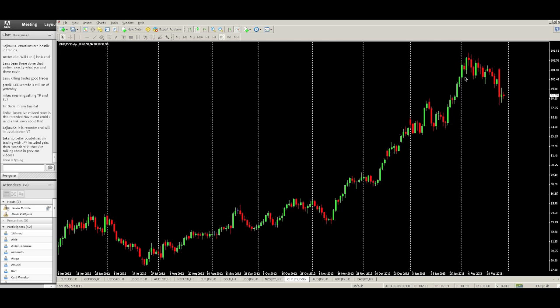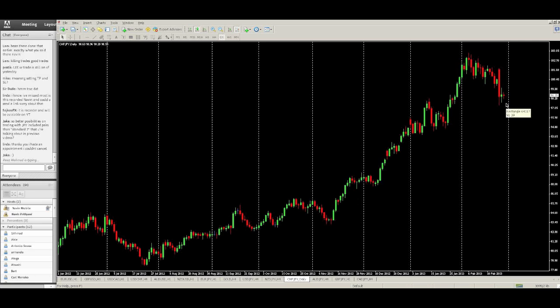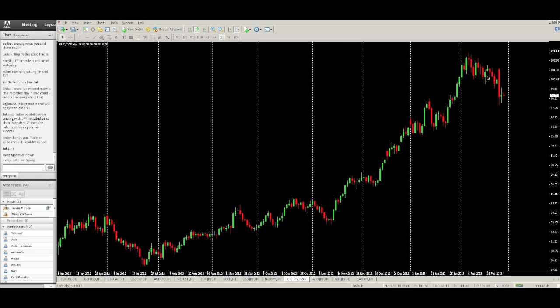Better possibilities on trading with Japanese yen pairs than the standard 7 pairs you're talking about in previous videos? Yes. So the shift has happened. The US dollar is no longer the hot shot. Now take a look at this Swiss franc daily chart. Which direction in the last 1 month? Okay, down.